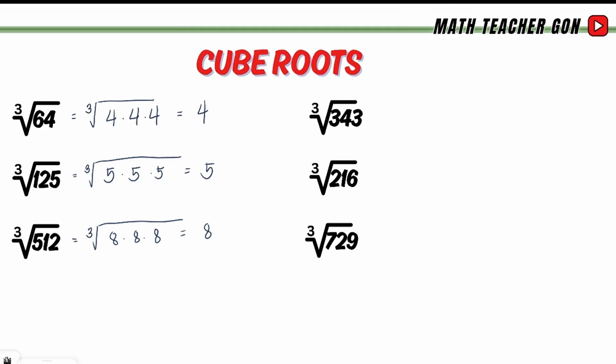How about the cube root of 343? Very good. So that is 7 times 7 times 7. That is 7. The cube root of 216. So that is 6 times 6 times 6. So that is 6. Now comment your answer for the cube root of 729.